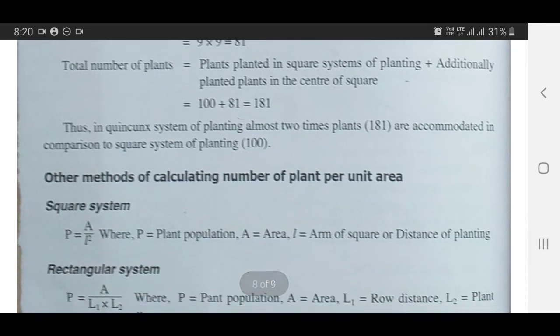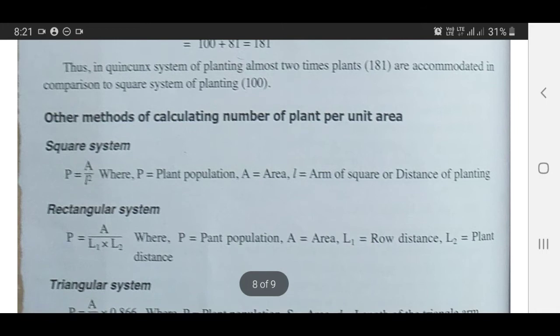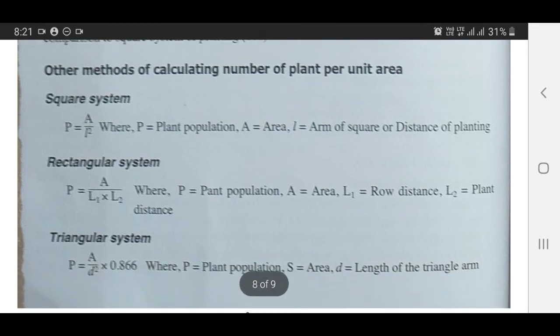Other methods of calculating number of plants per unit area: square system, P is equal to A upon L square, where P is plant population, A is area and L is arm of square or distance of planting. Rectangle system, P is equal to A upon L1 into L2, where P is plant population, A is area, L1 row distance and L2 plant distance.